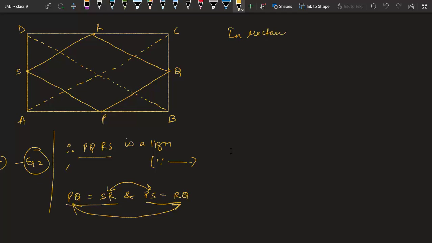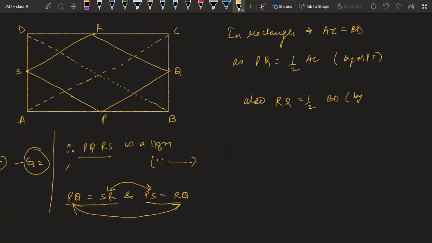In a rectangle, we know diagonals are equal. That is AC is equal to BD. This will help us. How? We know that PQ is equal to half of AC. We know this thing because by midpoint theorem, by MPT. Also, this QR or RQ is equal to half of this BD, again by MPT.